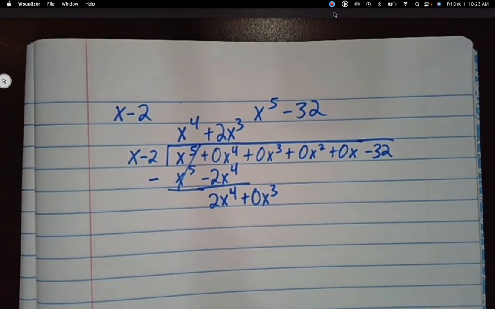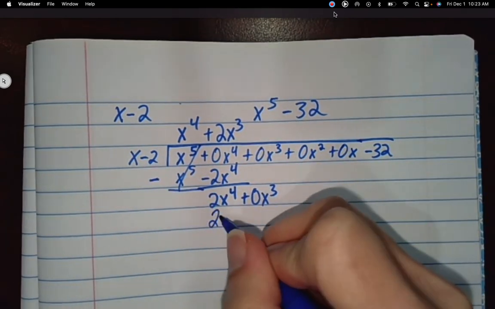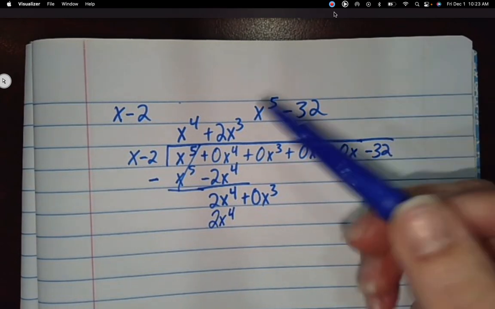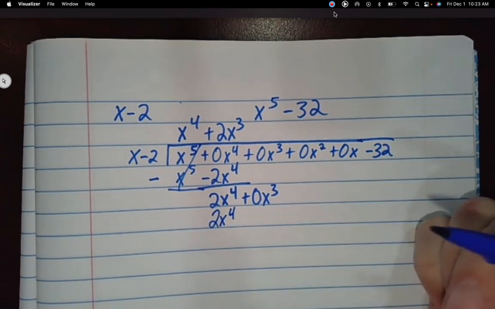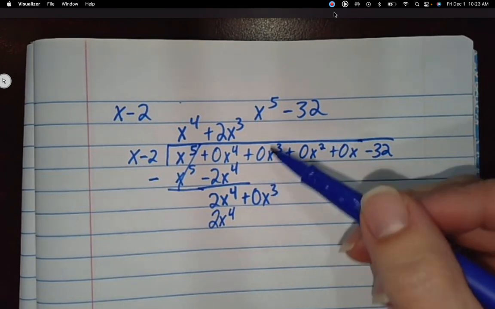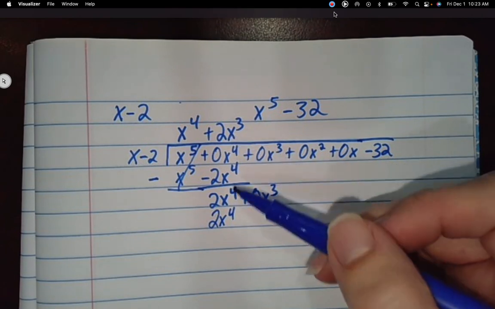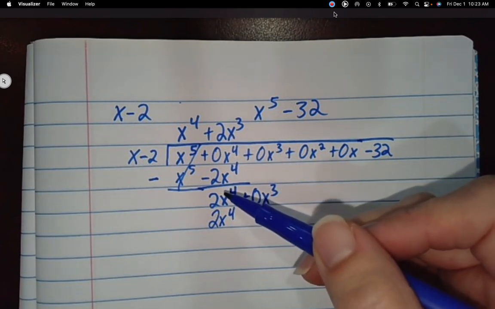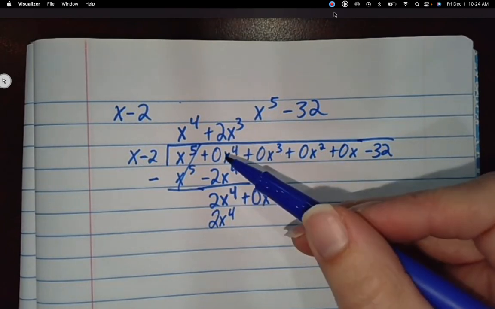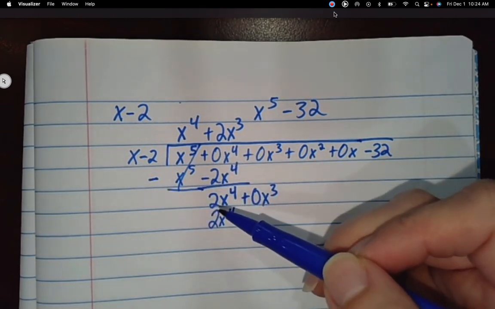We're good then. Okay. 2x to the 3rd times x is what? 2x to the 4th. And 2x to the 3rd times -2. Positive plus sign on what? Up there, plus 2x, because a 0 minus a -2 is a positive. Oh, 0 minus a -2 is a positive 2x to the 4th.